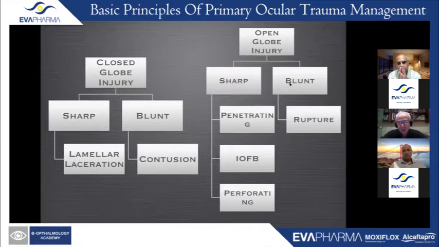There is also a scoring system, which is quite complex. We will not go into this scoring system, which relies on the vision on presentation, the type of the wound, and a scoring system which will give you more or less a prognostic value for the visual rehabilitation of the patient. We will not go into that because it's quite complex.